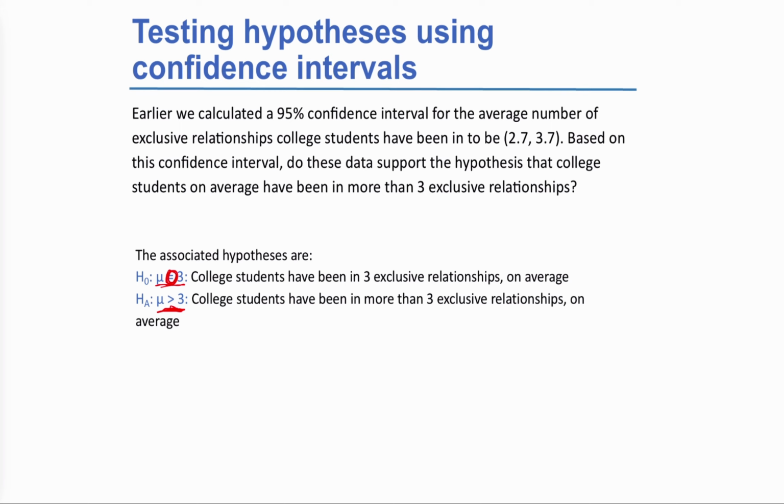Your alternative can be mu or p is greater than something, is less than something, or is not equal to something. And which one of those you choose depends on what your question is. This question says specifically more than 3 exclusive relationships, so we would know that this would be a greater than. The question usually is going to indicate which direction you're looking for. It'll say more than or less than or different from, not equal to.